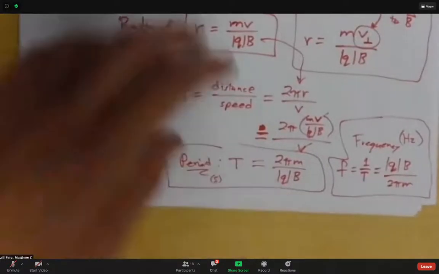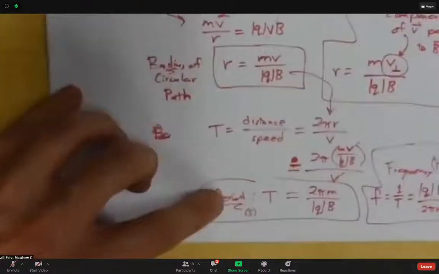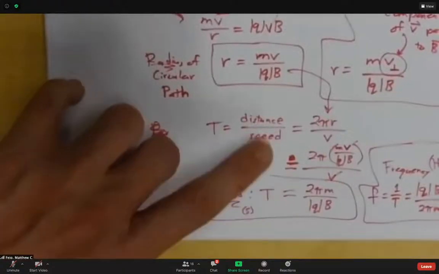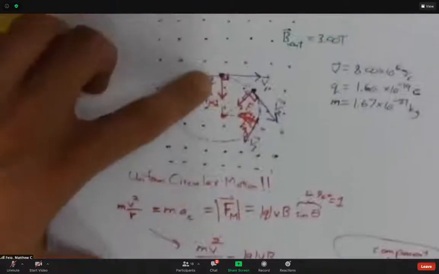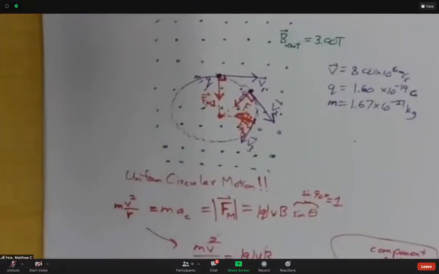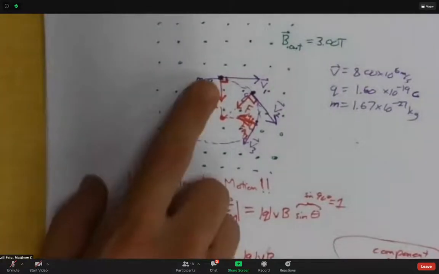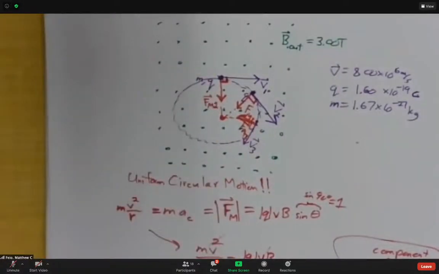So here's how people take advantage of the fact that this doesn't depend on velocity. Let's say you have a charged particle and you want to get it going pretty fast. So your job is to accelerate the charged particle. You want to get it going as fast as you can.